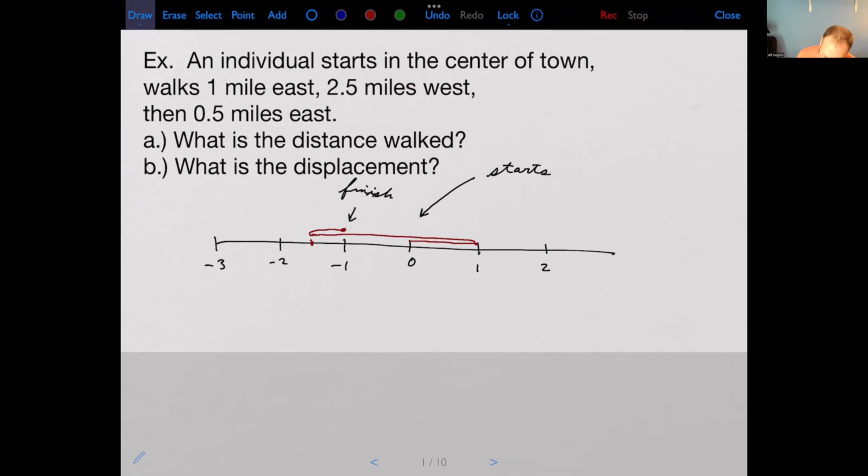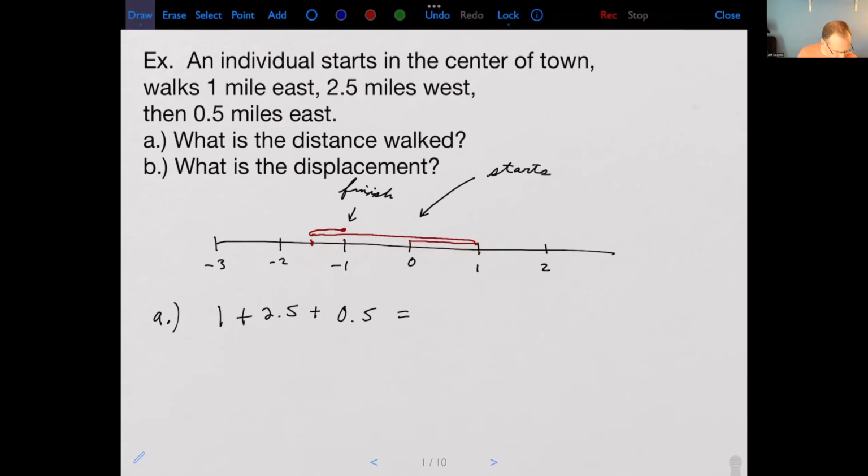Okay, so to calculate, let's do distance first. What is the total distance walked? Well, first, the individual is walking from 0 to 1, so that's 1 mile. Then they're walking from 1 all the way to negative 1.5, so that is another 2.5 miles. Again, remember, with distance, the direction doesn't matter. You're just adding the magnitudes. So 1 mile plus 2.5 miles. And then they're walking another 0.5 miles east, so I have to add another 0.5.